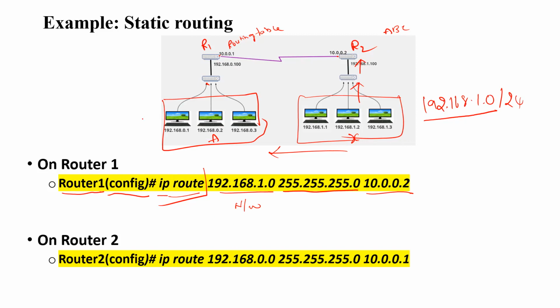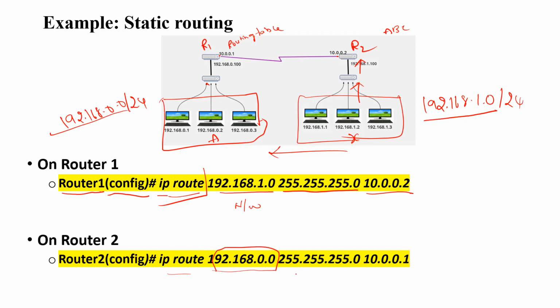192.168.0.0/24. Consider that this subnet is the 192.168.0.0/24 network. So it has to reach this one. To reach that, we have to add a network ID. So we have to configure the routing table in this router also, because it wants to reach here. Okay. So IP route, what is the destination subnet?